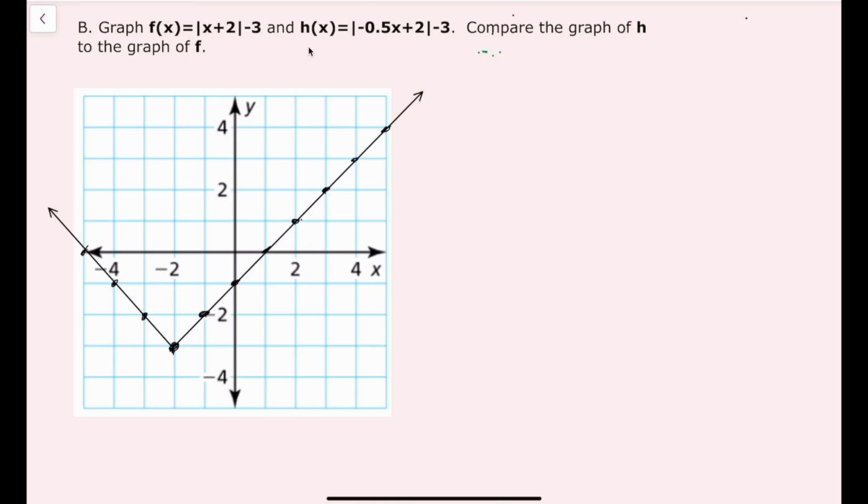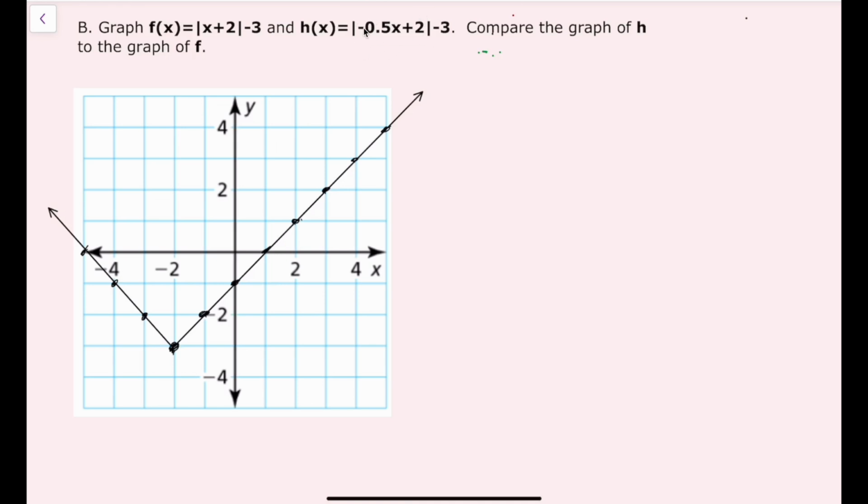And now I want to graph h of x equals the absolute value of negative 0.5x, and then plus 2, and then all minus 3. So before I even do anything, I know that I have a number that is less than 1 and larger than 0, so 0.5 is being multiplied by x. And then I have this negative sign. So we'll see what that's going to do in just a moment. But once again, the best way, in my opinion, to graph these functions is still find the vertex by setting this whole entire thing equal to 0.